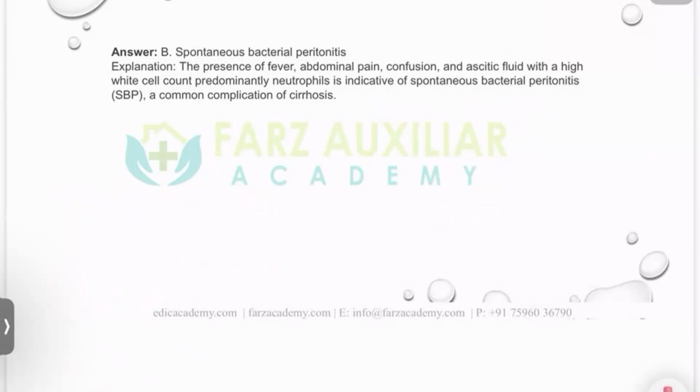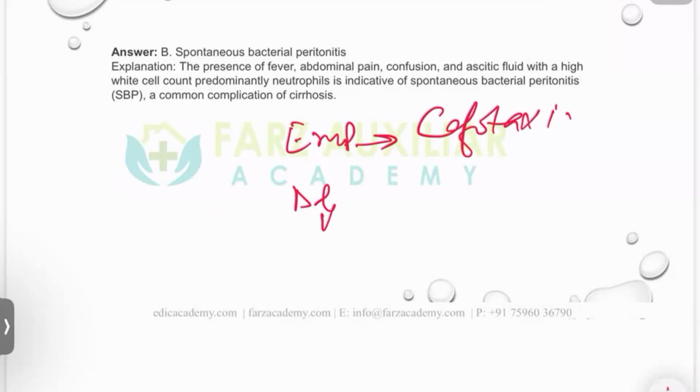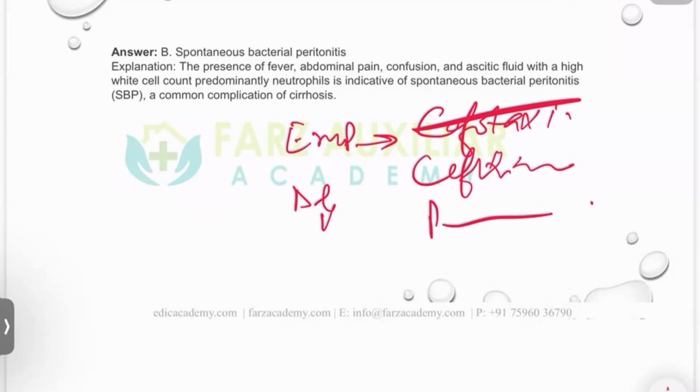Because if you go into SAG, serum ascites albumin gradient, was it more than 1.1 or less than 1.1? Remember, everything is more in SBP. So the treatment is based on, number one, empirical therapy, number two, definitive. Empirical therapy: cefotaxime. If not working, ceftriaxone as an alternative. Otherwise piperacillin-tazobactam, etc. you can give.